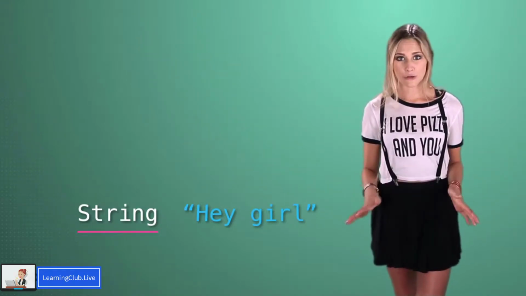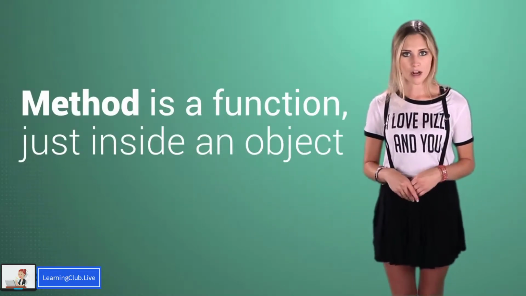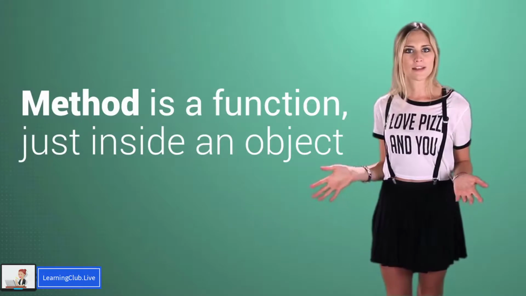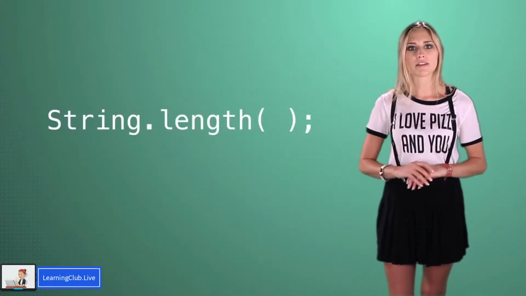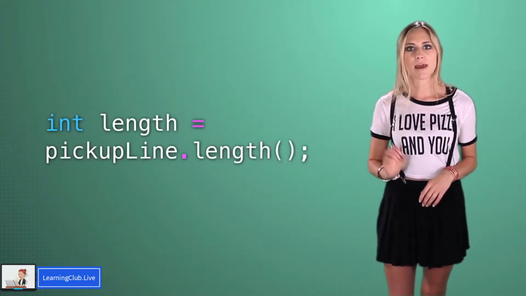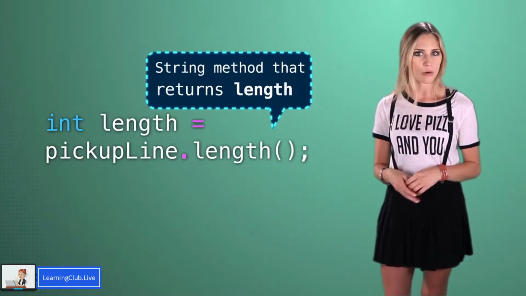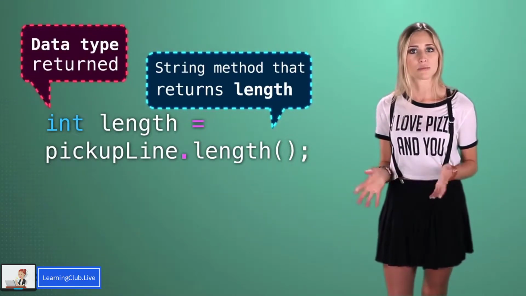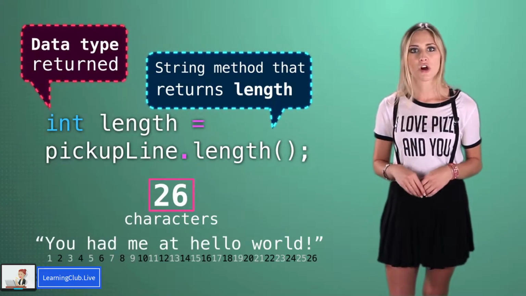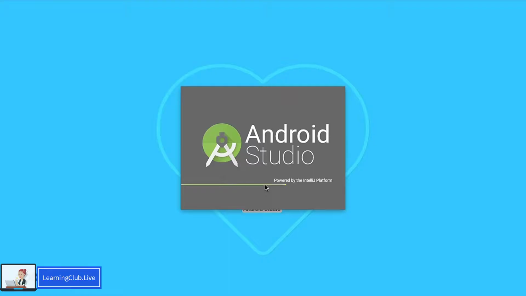If you've done any other coding, you probably know about functions. Well, methods are pretty much the same thing, except they exist within an object. So we can do something like string.length and it will return the length of the string. Length is a method in the String object. Of course, if we wanted to set that value to a variable, we'd have to set the type to be int because it returns a number. Strings are always enclosed in double quotes.